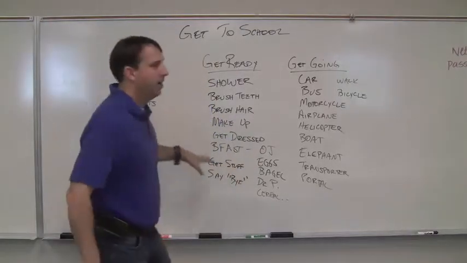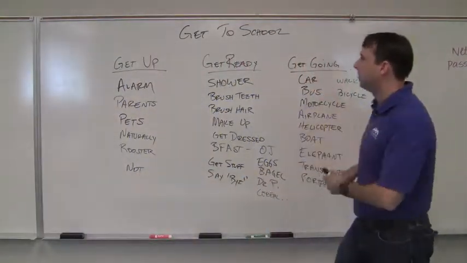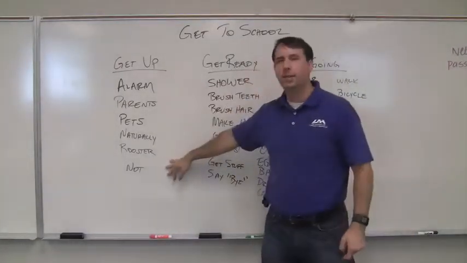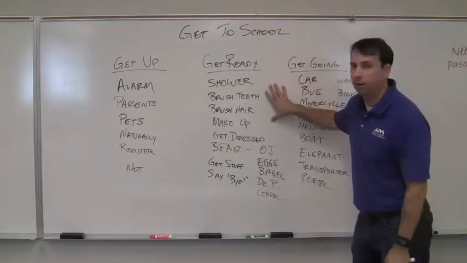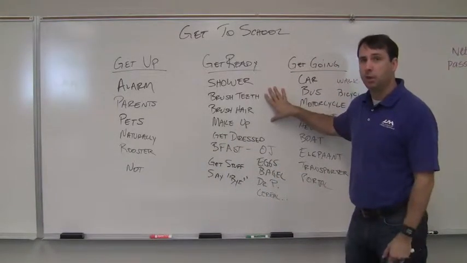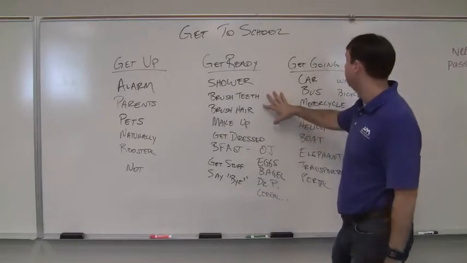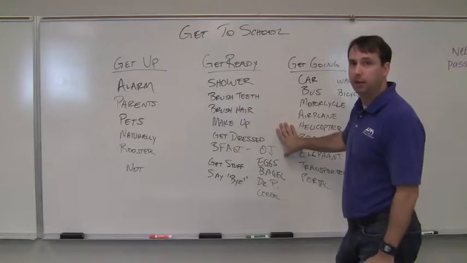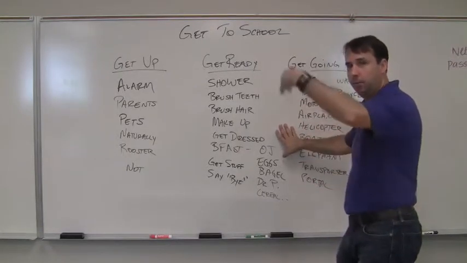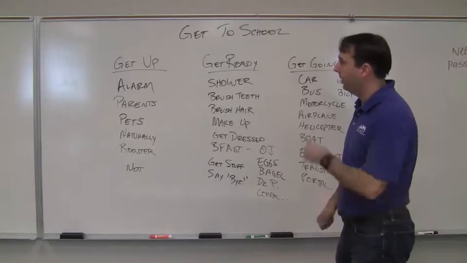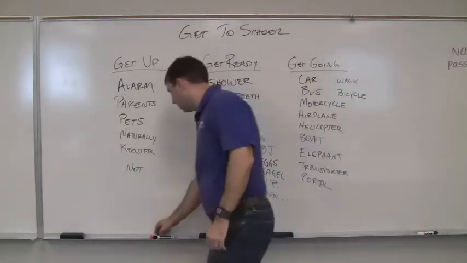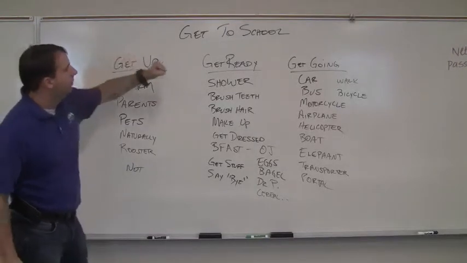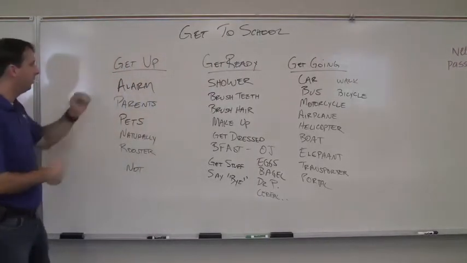Okay, so we got all these listed now. We've got get up, get ready, get going. Underneath get up, we have our ways to get up in the morning. Underneath get ready, we have our different alternatives to get ready, some of which could be used in combination, some of which are mutually exclusive. And then we have our get going, our alternatives to get going. How do we actually physically get from point A to point B? All right, so this is how this works. Underneath your functional requirements, your 3 functional requirements, you have alternatives to accomplish these requirements.